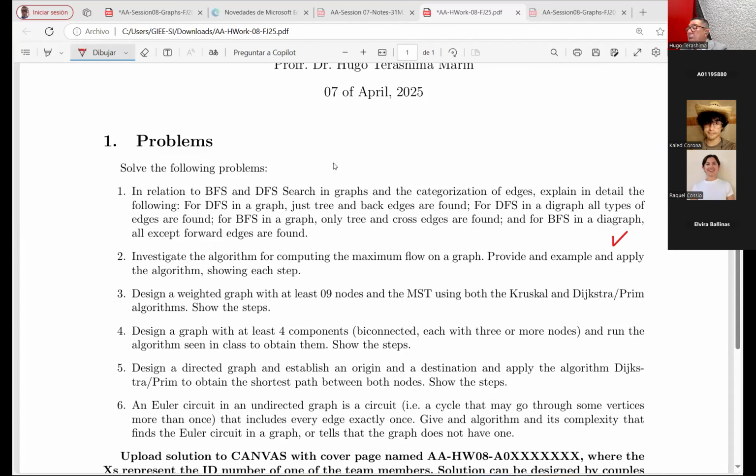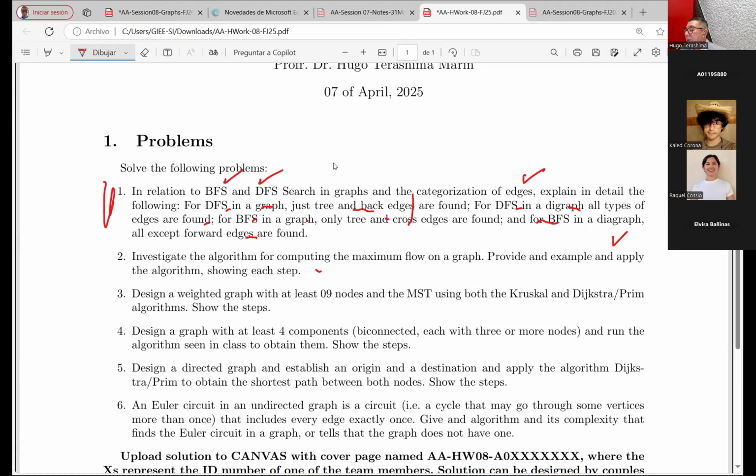So this one is, I have BFS and DFS, and we have the categorization of edges. Explain why DFS in a graph only tree and back edges are found, DFS in a digraph all types of edges, BFS in a graph only tree and cross edges, and BFS in a digraph all except forward edges. So this is the explanation of the table that I just mentioned in the slides. So this is the first exercise.